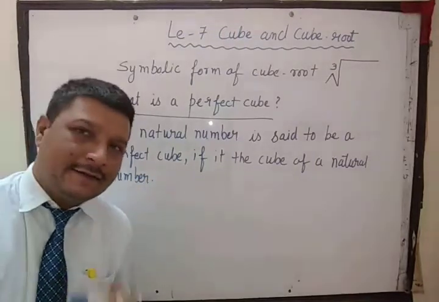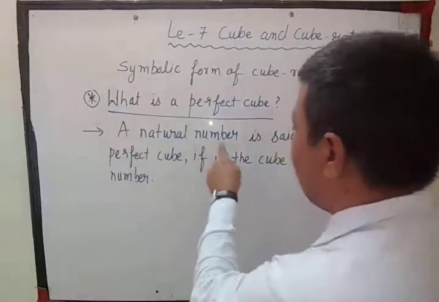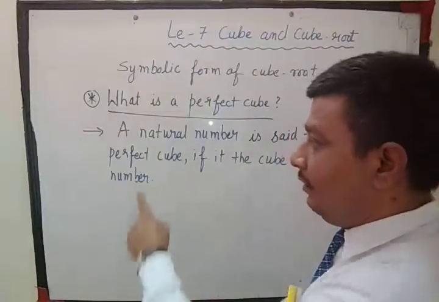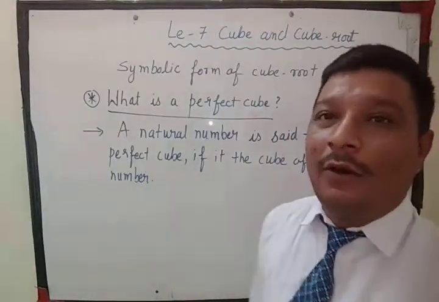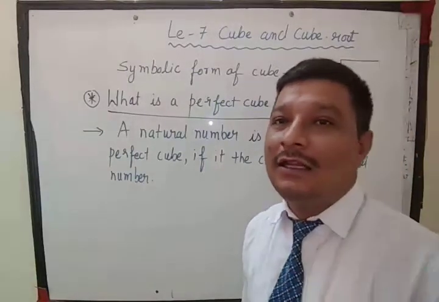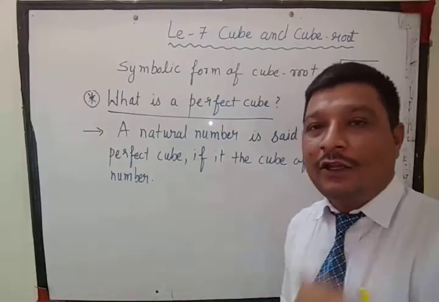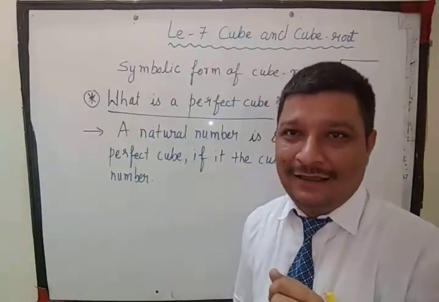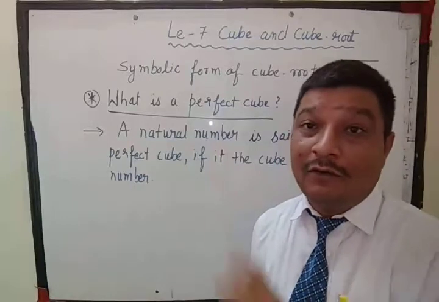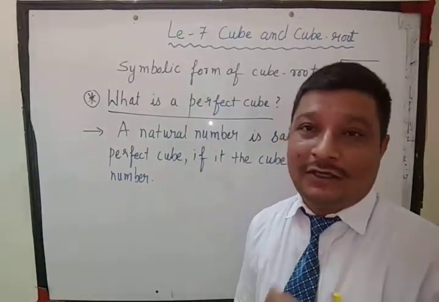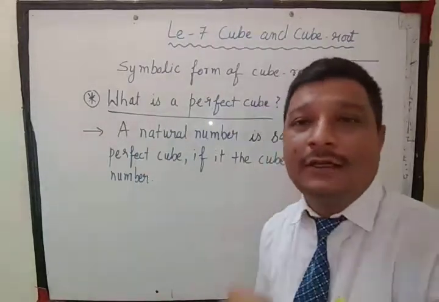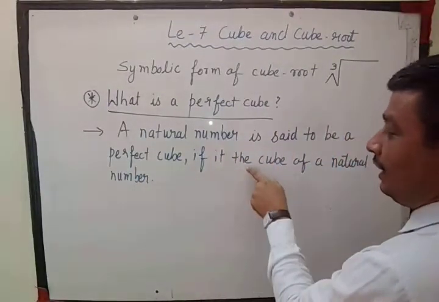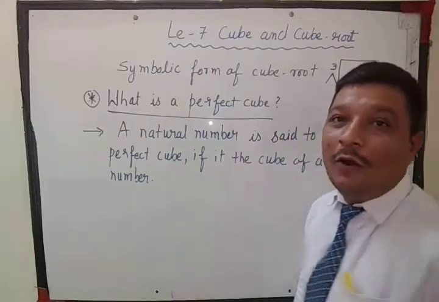Will you explain this, sir? Yes. Suppose any natural number is said to be a perfect cube. When can we say this? When it is a cube of a natural number only. If a number with a decimal point is given, then it is not a perfect cube, because the given number has a decimal point. The natural number must also be complete. It can be a fraction or rational form, but the particular number should not be in fraction form or decimal. A natural number is said to be a perfect cube if it is a cube of a natural number only.